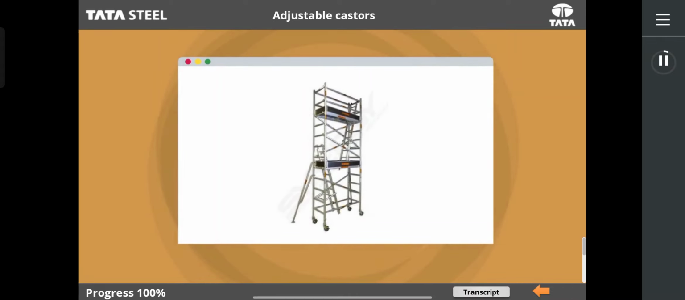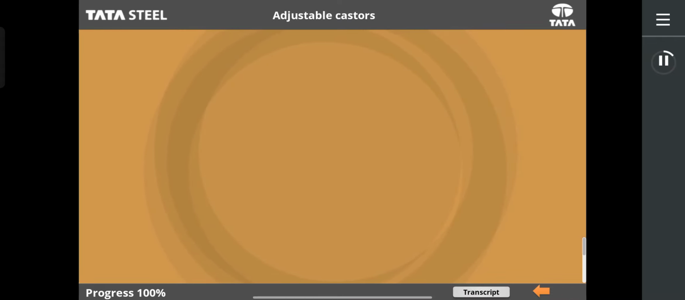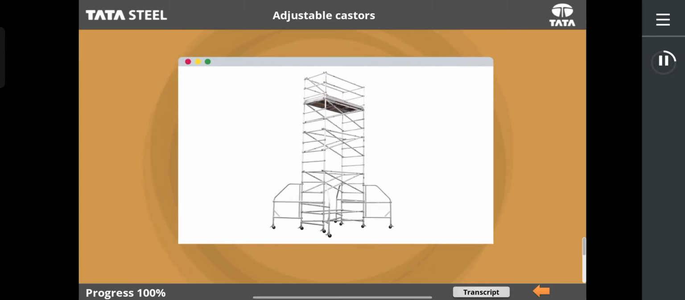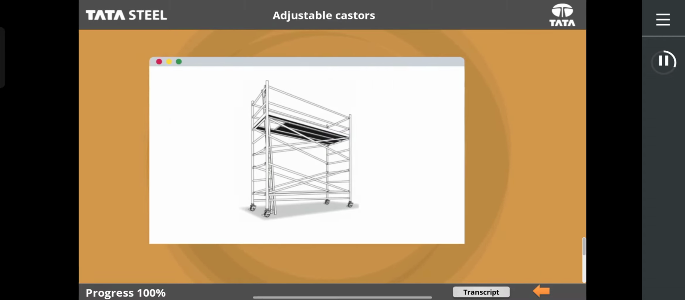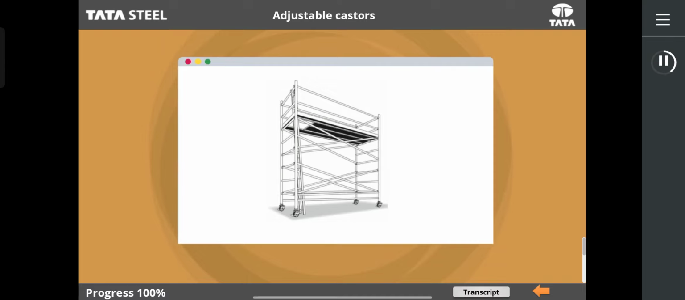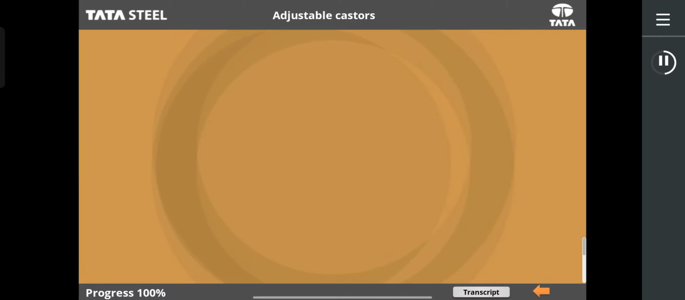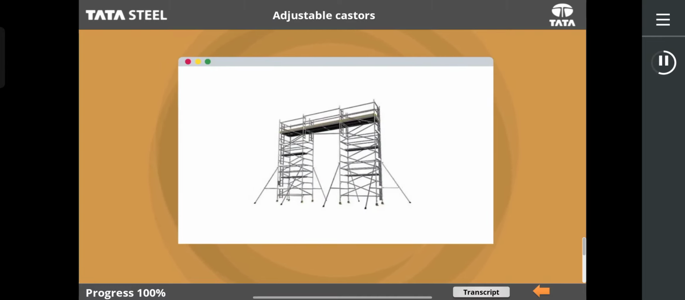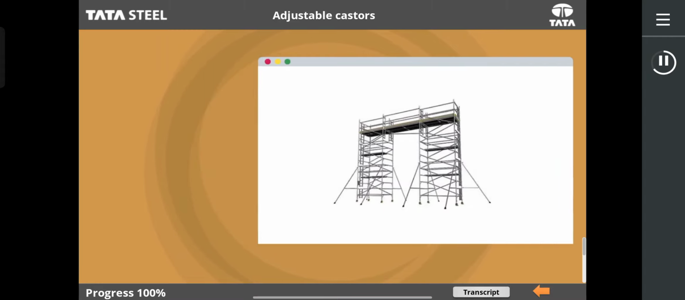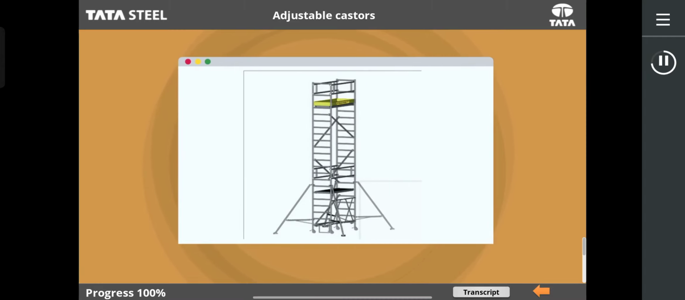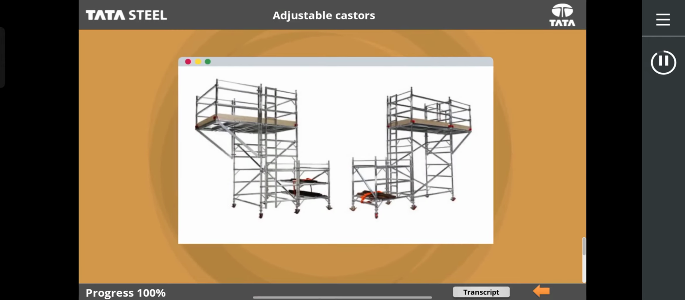Double deck width mobile scaffold. 5 deck wide mobile scaffold. Double deck width mobile scaffold with base. 2 deck mobile with proprietary bridge. Frame mobile tower. System mobile tower.